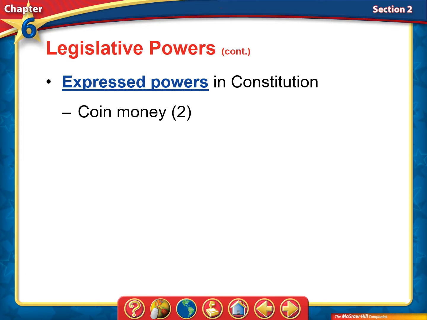For example, they can coin money. That's one of the powers they have. They could make infinite money. They could destroy our financial system. They are in charge of our financial system. They also support troops. They're the ones who decide how much soldiers make. They're also the ones who decide ultimately whether or not we go to war.